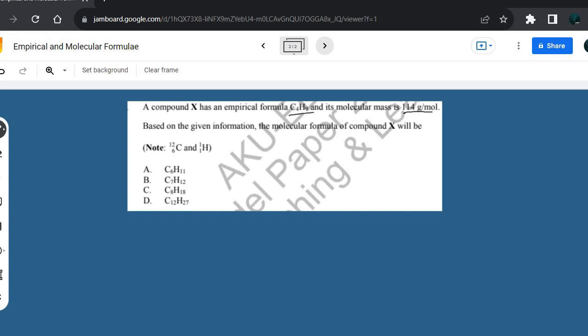So firstly, we're going to calculate the mass of C4H9, which is basically 12 into 4, because the Ar for carbon is 12, plus 9 into 1, because the Ar for hydrogen is 1, which gives a total of 57. If we divide the molecular mass 114 by 57, we get a ratio of 2, because the actual substance itself should have a mass of 114. However, the empirical formula right now only has a mass of 57.